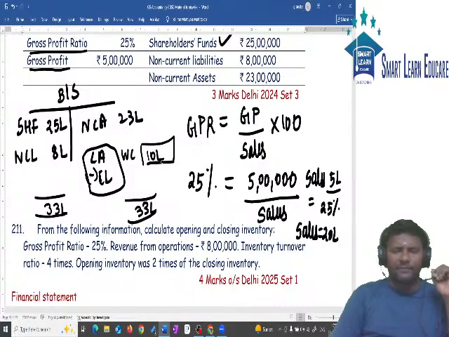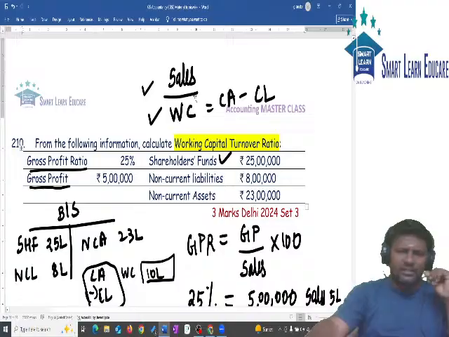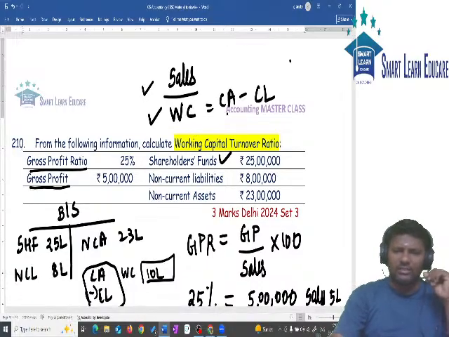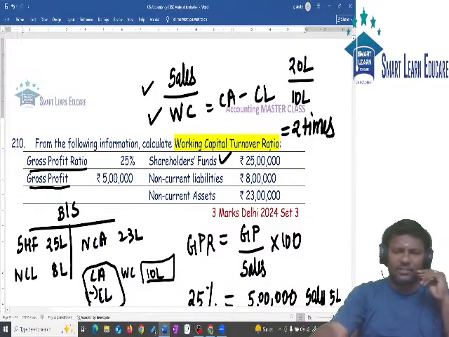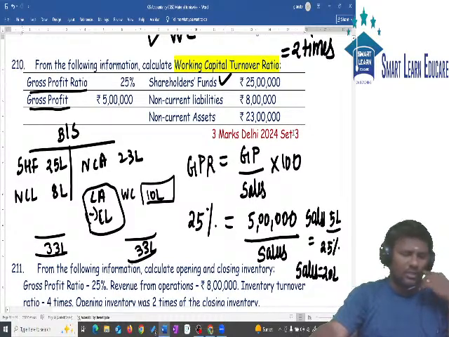You know sales, you know working capital. This you need to substitute in the formula. What is the formula we have? It is sales divided by working capital. Sales we have found, 20 lakh. Working capital is 10 lakh. Answer is 2 times. That is the answer. Yesterday itself I told you, all turnover ratios will be expressed in terms of times. 2 times is the answer for this question.